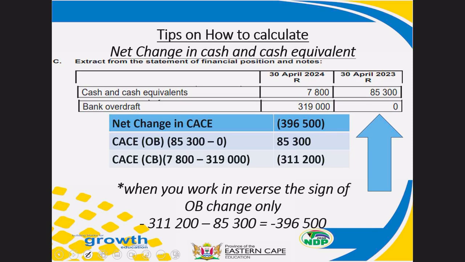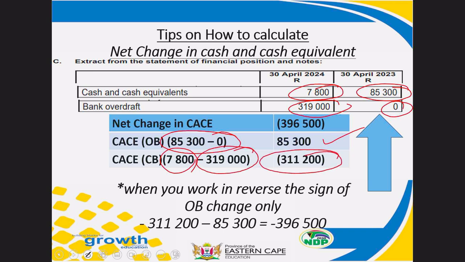Okay, here's an example. They ask you to complete the net change in cash and cash equivalents. You are given the cash and cash equivalent at the beginning of the year and at the end of the year. So therefore, the 83,500, as you can see, it's here by the opening balance. There's no overdraft, it's zero. Therefore, minus zero, you get a positive 85,300. Then at the end, you have 7.8, which is your closing balance for cash and cash equivalent. You subtract the overdraft, which is 319. You get a final answer as a negative.